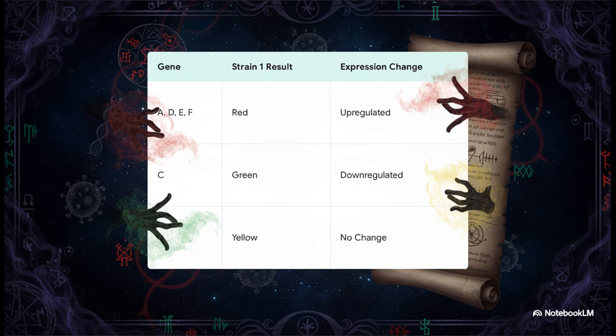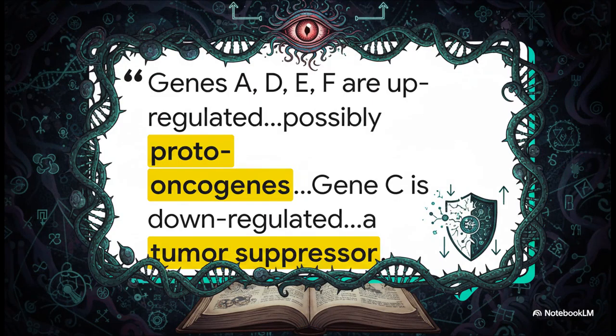So what does that mean? They're upregulated when the virus is around. Gene C is green, so that one's downregulated, and gene B is yellow, so no real change there. Simple as that. And here it is. This is the pro tip.